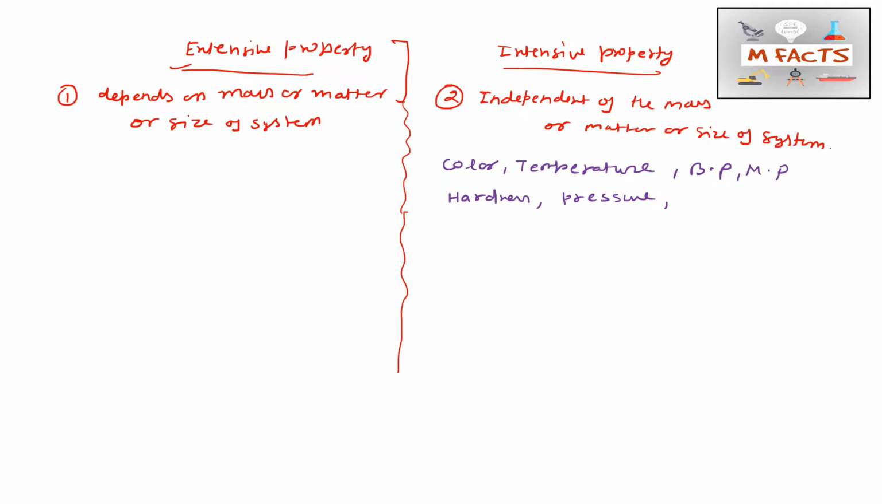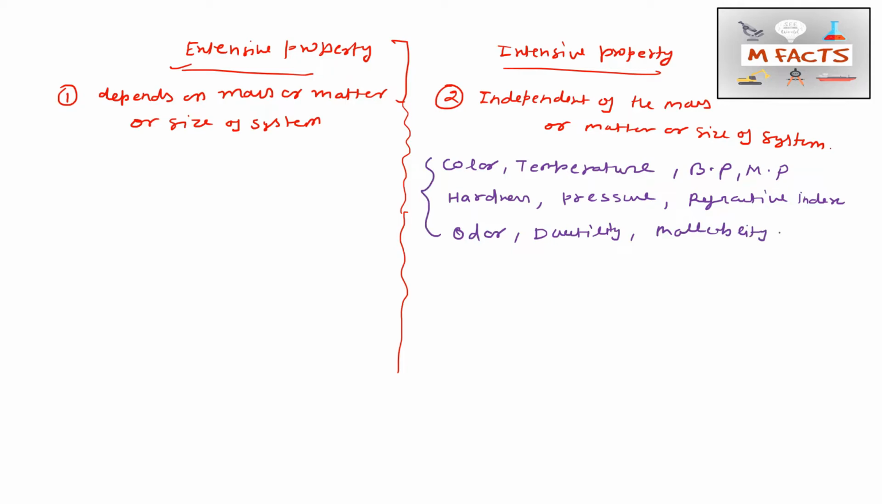All these properties do not depend on the mass of the system. Whether we change the mass or the size of the system, the property will remain the same. It will not change. Odor is also not dependent on the mass. Ductility and malleability are also there. So there are many examples of intensive properties.